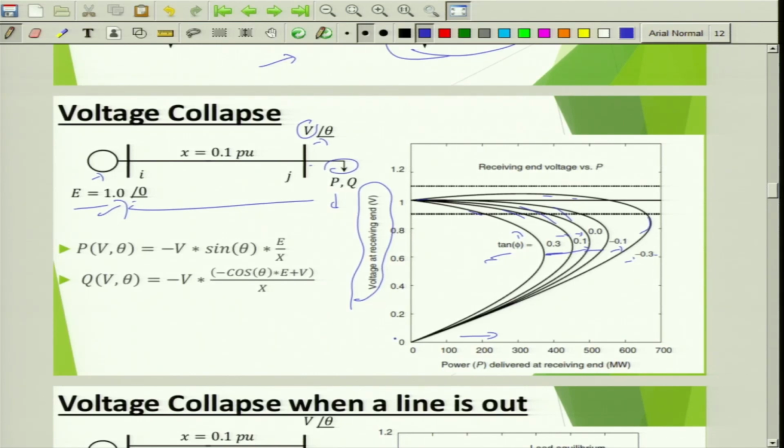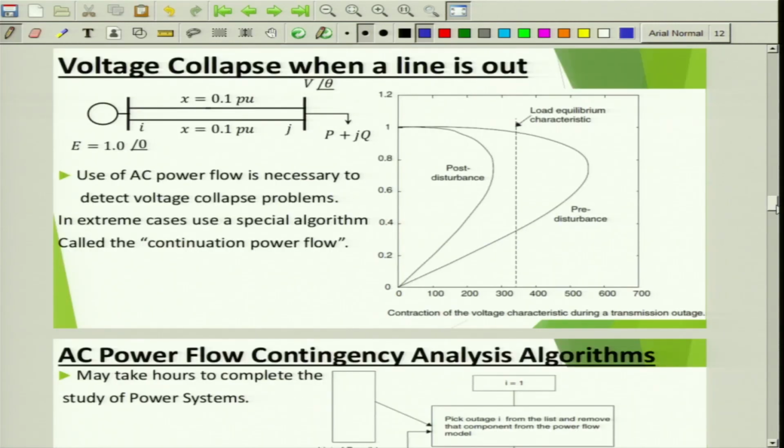You will see a collapse in the voltage at the receiving end bus, and there is voltage collapse when a line is out. See, let us say there are two lines connected between the generator bus and the load bus. Let us say one of the lines is taken out. Then what is happening? This is the load equilibrium characteristic. There is a fixed PQ load. So the operating point is the intersection point between the generation output and this line. So this was the earlier intersection point.